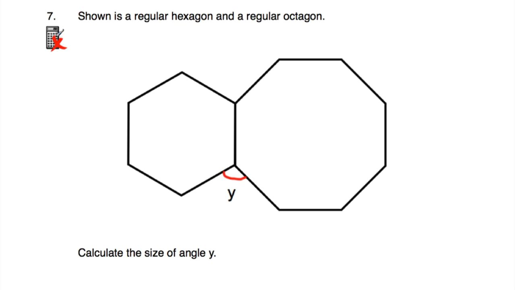Okay, let's have a look at question number 7. So question number 7 says, shown are a regular hexagon and a regular octagon. So this hexagon and this octagon, they're both regular. And we've been asked to work out the size of angle Y. So we've been asked to work out the size of this angle here.